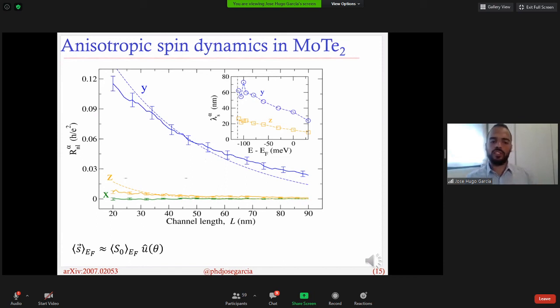And we also found something very interesting: when you move the Fermi level towards the bottom of this conduction band, the spin relaxation length increases, and it can increase even 3 times. So, why is this?